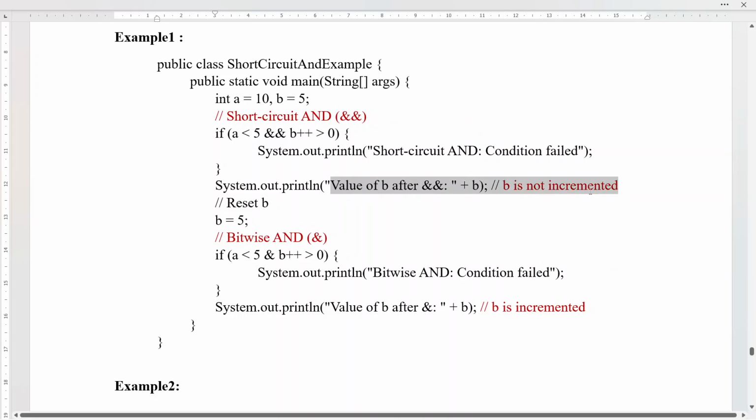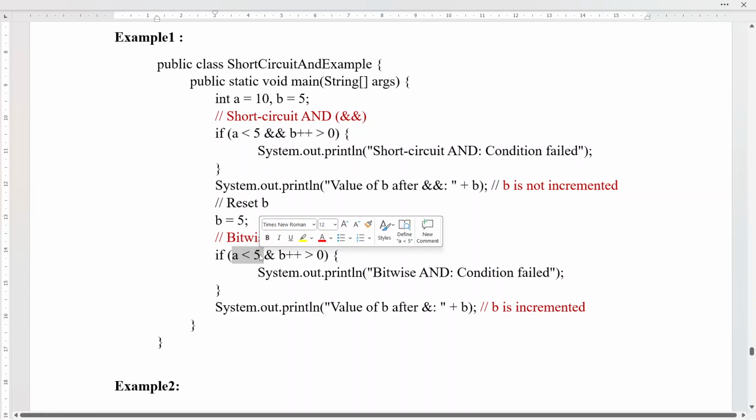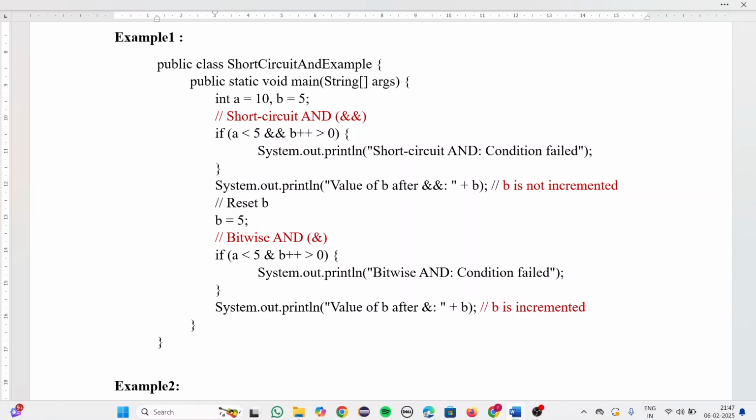But in the case of bitwise AND, although the first argument returns false, the second argument is still evaluated. The value of B is incremented here. So the value of B after bitwise AND is 6. Let's see the execution.